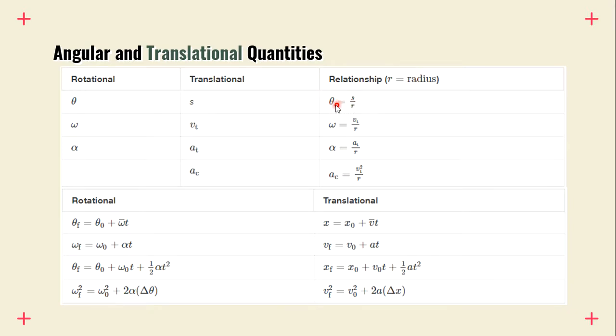So basically theta is equal to s, the linear displacement, over r. Omega is v over r. Alpha is a over r. But a_c is equal to v squared over r, where v is the linear speed and r is the radius. This one is a different case, and I think we have discussed that in the previous video. Also, please take note of the rotational equations compared to the translational. You can see they are the same equations, only with different variables. So that's all you have to remember.